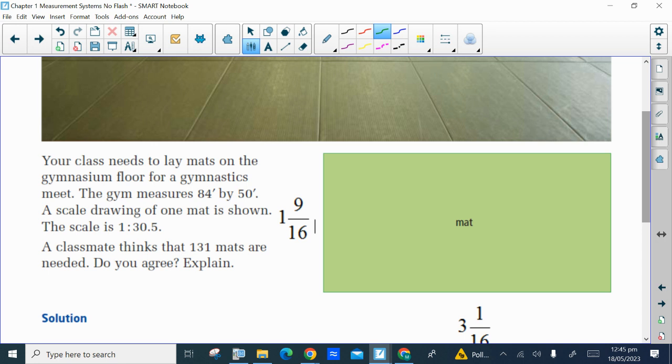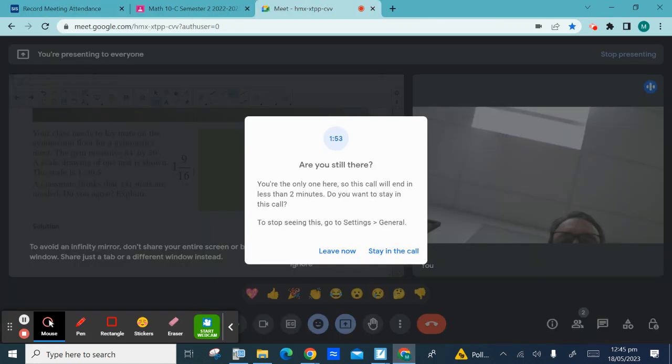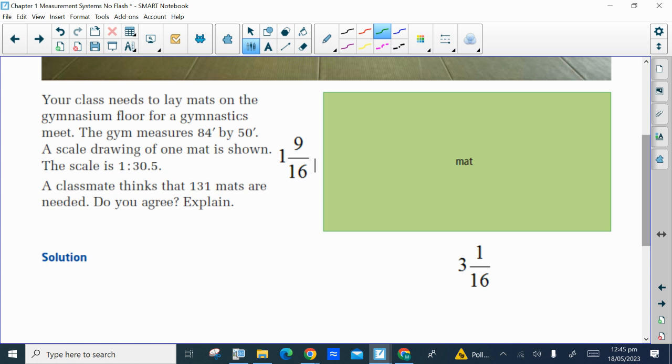that measures 84 feet by 50 feet. And so we would start by taking a ruler and measuring the length and the width of the picture of the mat. And those dimensions are there for us. So those are the dimensions of the picture. Our scale is 1 to 30.5, which again means that the actual dimensions are 30.5 times what they are in the picture. So we need to take those two values and multiply by 30.5. That's where we'll start.